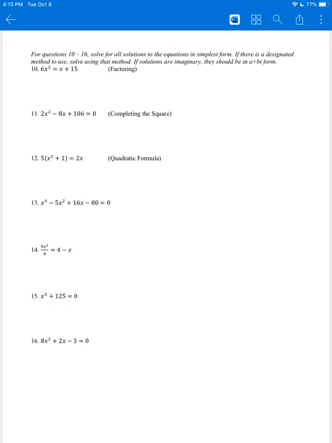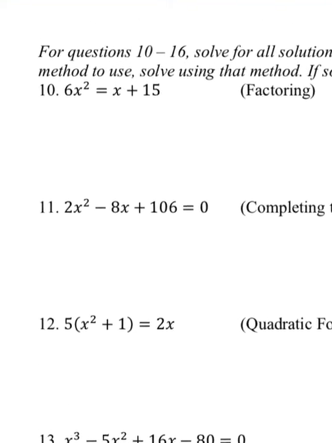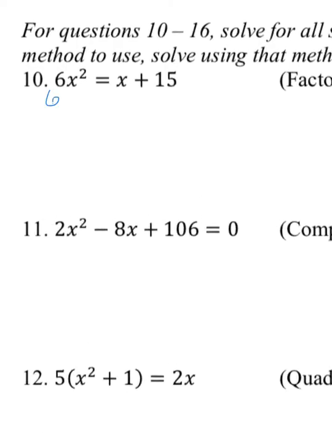And then this last section, numbers 10 through 16, just wants you to solve each equation in simplest form. If it tells you what method to use, I want you to use that method. And then if your solutions are imaginary, of course they should be in a plus bi form. So for number 10, it wants me to factor this. So I'm going to subtract everything over, right? Because whenever I'm factoring, I need it set equal to 0.